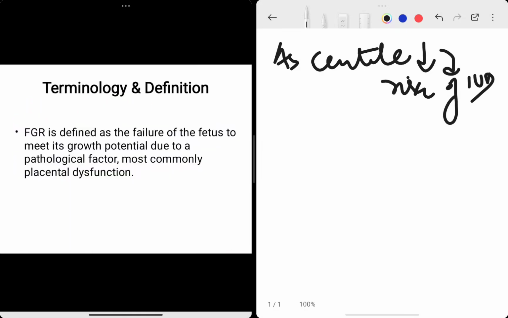Now how will you define FGR? So you have two babies from two different families, and one baby is meeting the growth potential of his family but not the other. So FGR is defined as the failure of the fetus to meet its growth potential due to a pathological factor, most commonly placental dysfunction.